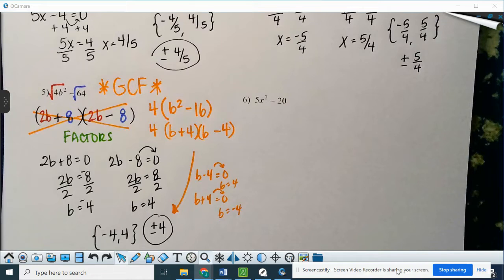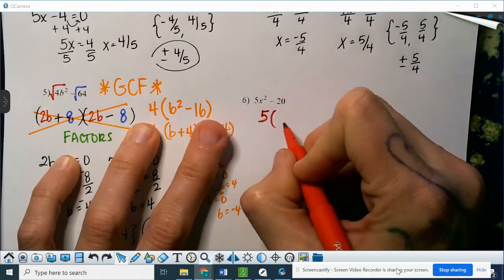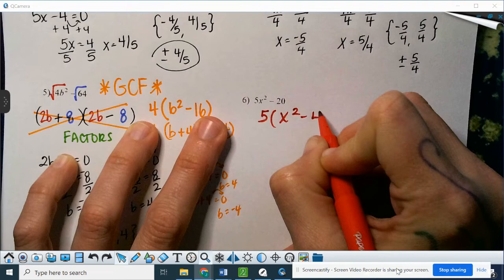All right, so with that said, since I made that mistake, look at number 6 and think. The first thing you want to think every single time, especially when A is not 1, so the number in the front is not 1, is: can I pull out a GCF? And in this case, you can. 5 and 20, we can pull out a 5. So we end up with x squared minus 4.